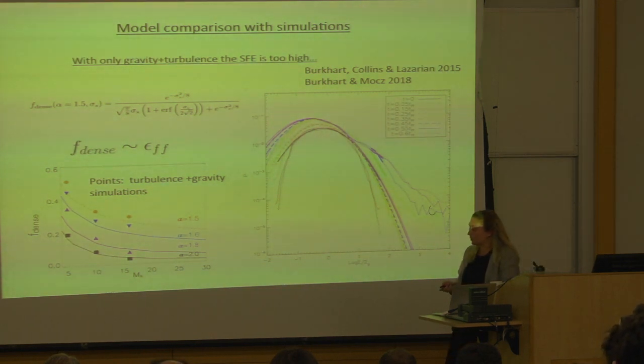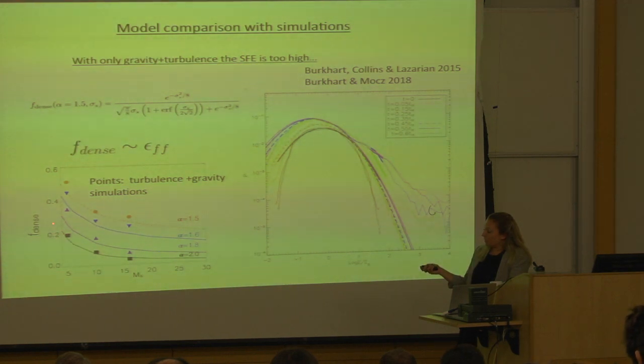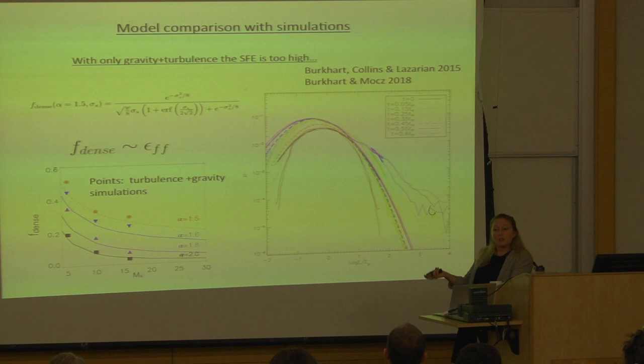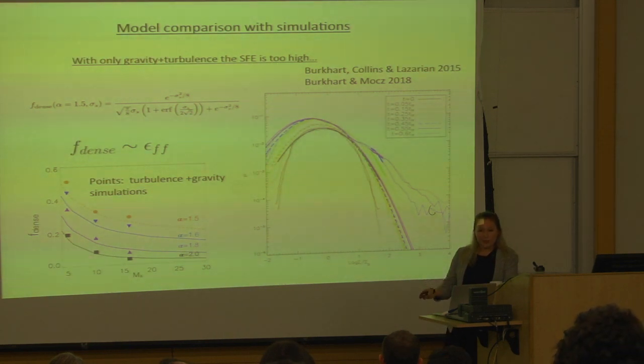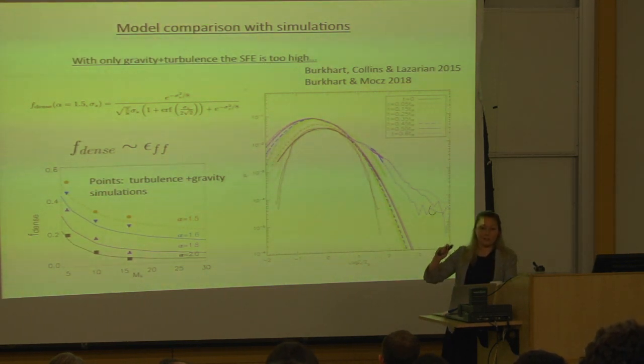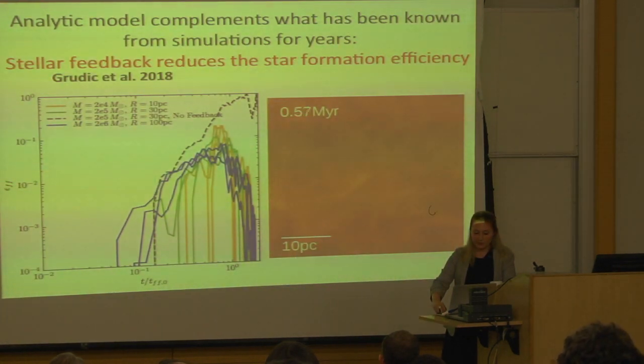So that's good news. But the bad news here is that if you take this dense gas fraction to be roughly the star formation efficiency, well, as I told you, the observations suggest around 1%. And there is some fluctuation, maybe up to 10% or so. But you can see here that this model would predict very high star formation efficiencies. And so again, what are we missing? Well, if you go back to that cartoon picture, the final point is feedback, stellar feedback. And so that's the final piece of this model.